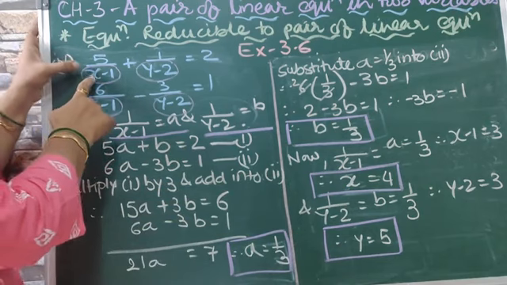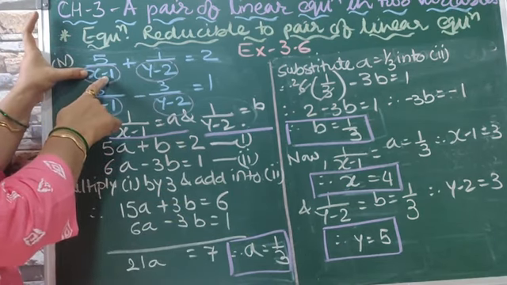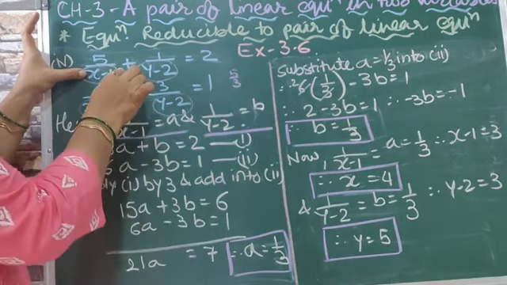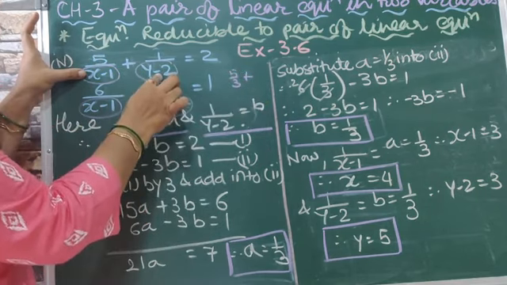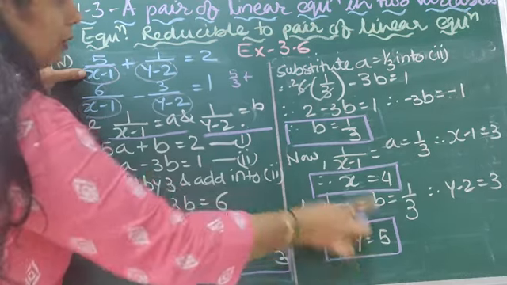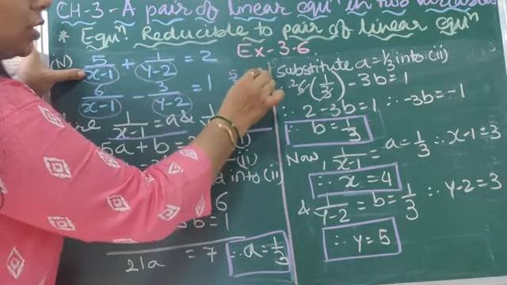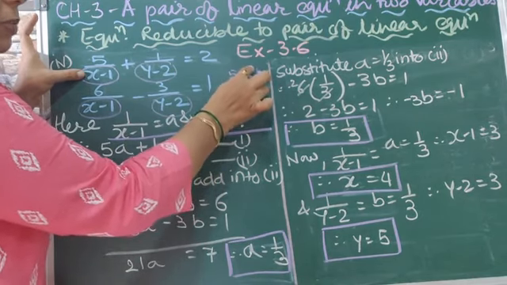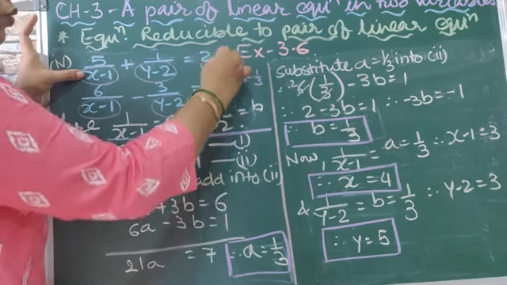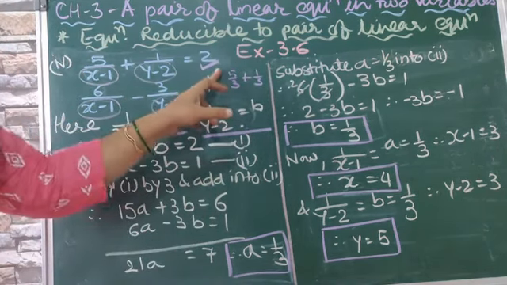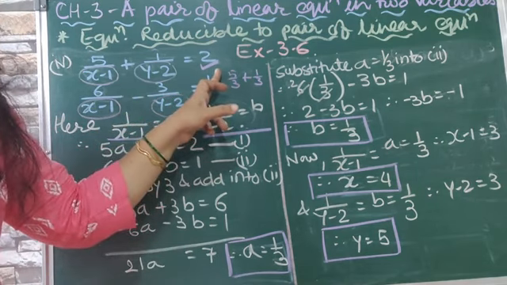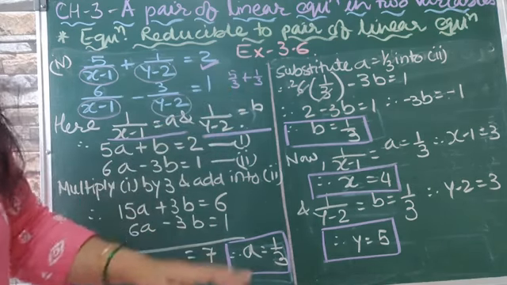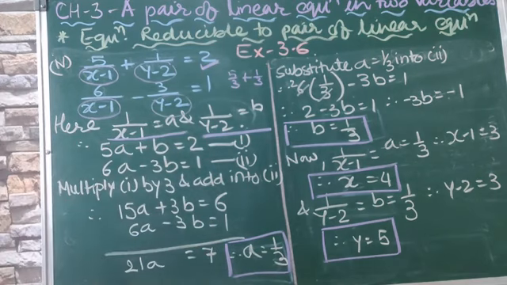If I put in 4, then 4 minus 1 is 3. So here I can write 5 by 3 plus 1 by y minus 2. Y is equal to 5, so 5 minus 2 is 3 again, so it is 1 by 3. So 5 plus 1 and whole by 3. 5 plus 1 is 6, and 6 by 3 is 2. So our answer is right, as it satisfies the equation. Is it clear? Like that you can verify your answer after completing the sums.